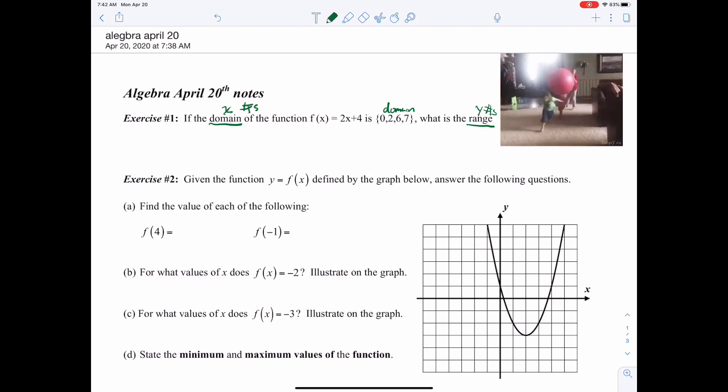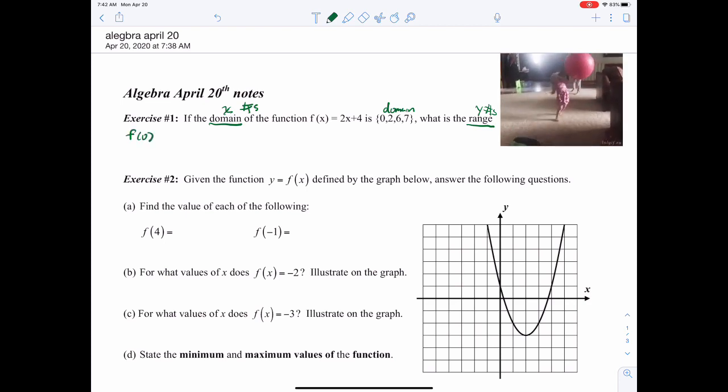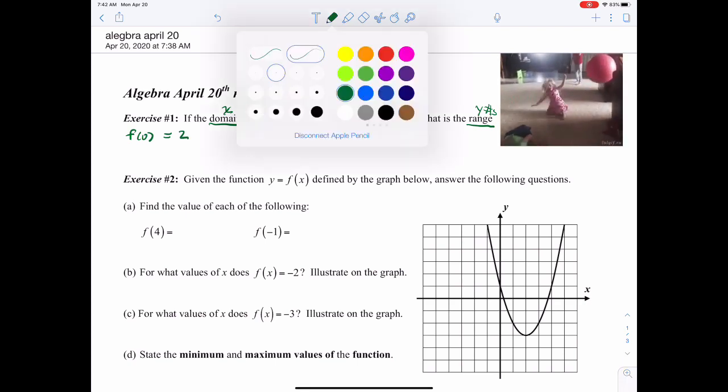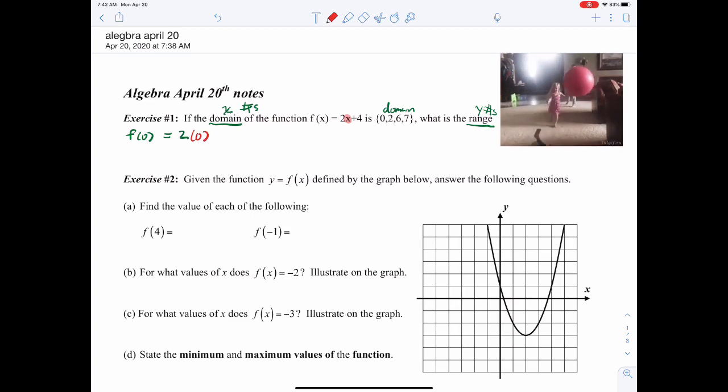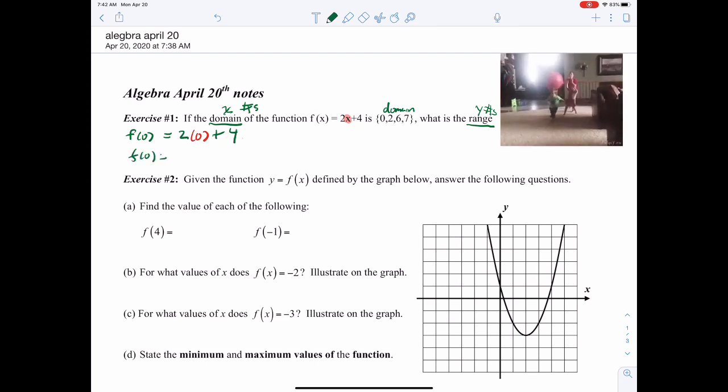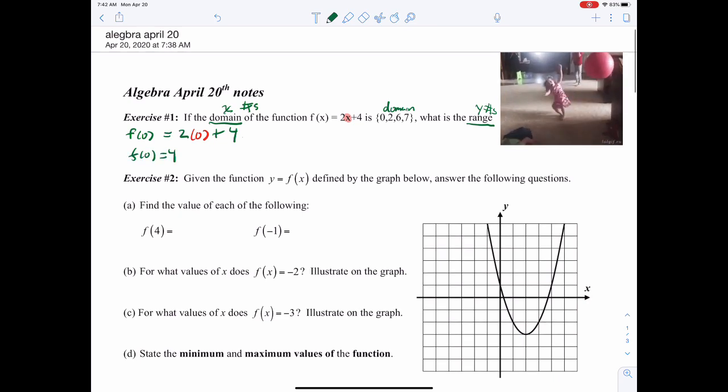So the first x is 0, so f of 0. Well, let's plug in 0 for x right there, and you simply evaluate it out. So 2 times 0 plus 4 is 4. So f of 0 equals 4. So that's one number in the range for sure.